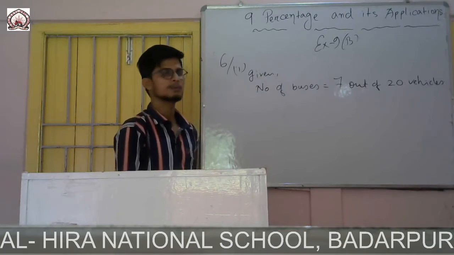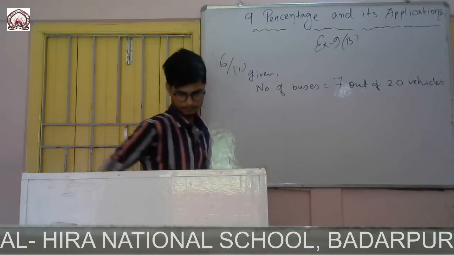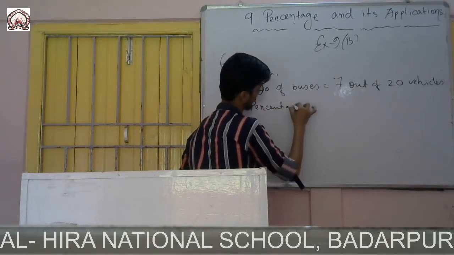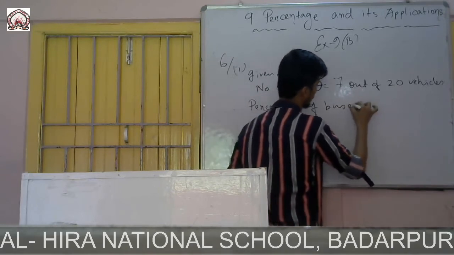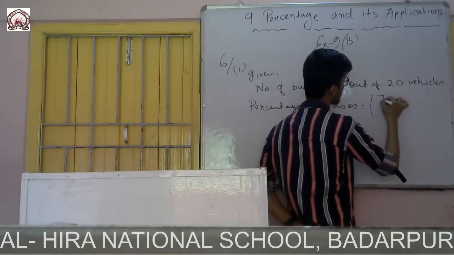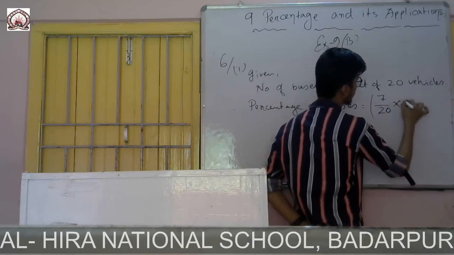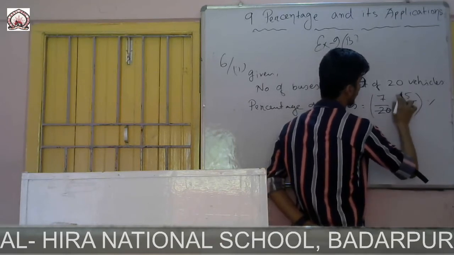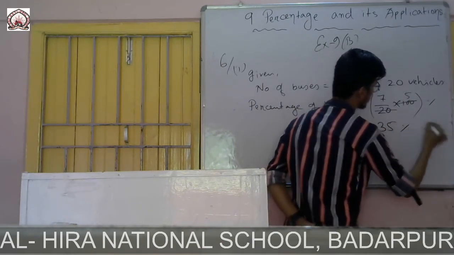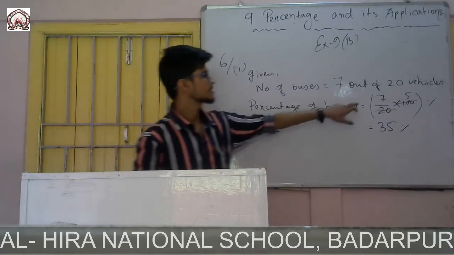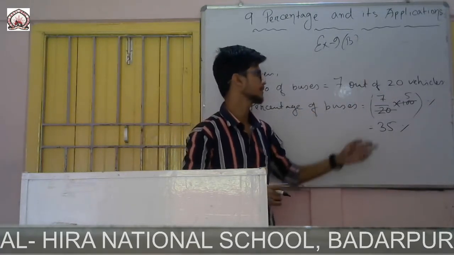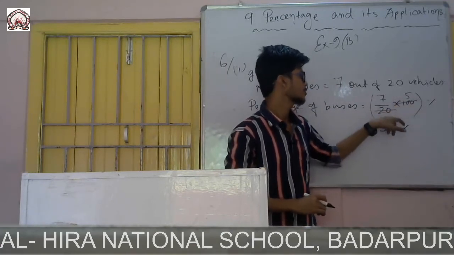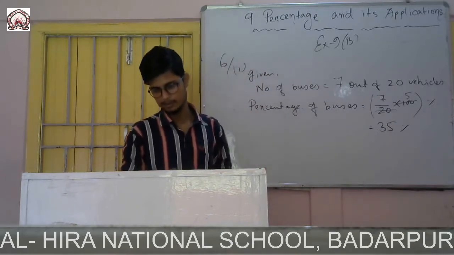Okay, so now you have to find the percentage of buses. It is given 7 out of 20, and since I am finding the percent, I will multiply it by 100. 25s are 5, into 7, it is 35%. The answer is 35%. 7 out of 20 means 7 by 20, and since the question is to find the percent, I will multiply it by 100. So 5 sevens are 35.